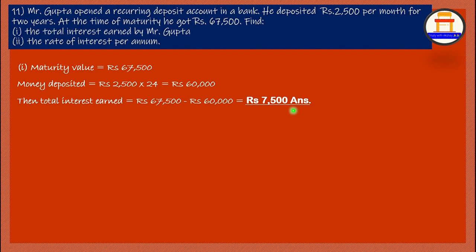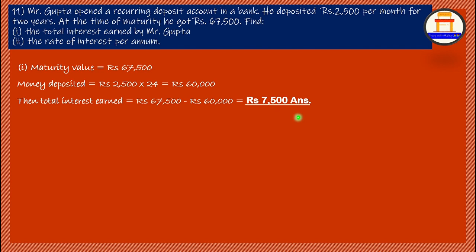So hope you are able to understand this concept. This money deposited is nothing but principal into number of months. We have the formula, maturity value is equal to principal into number of months plus I. This one we have found out, this one plus I, and on the other side there will be the maturity value. Upon bringing this to the other side, it becomes negative. So upon simplifying, we get interest as 7,500 rupees. Hope you are able to cope up with me.